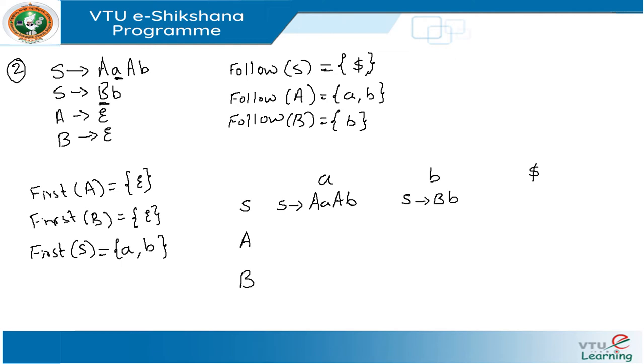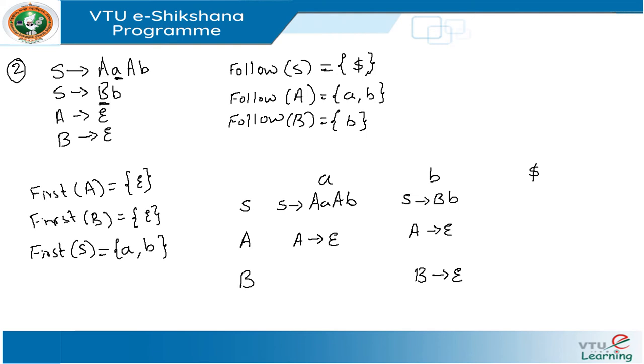So here we need to make an entry in these two columns for a and b with the production A derives epsilon. So for the non-terminal A, in the column terminal symbol a, we need to make an entry A derives epsilon. And also we need to make an entry for b, A derives epsilon. Then coming to the first set of B, again the first set of B contains an epsilon, so here we need to shift to the follow set symbols. In the follow set of B, we have got the terminal symbol b. So we need to make an entry in the b column with the production B derives epsilon. So this is the LL1 parsing table.